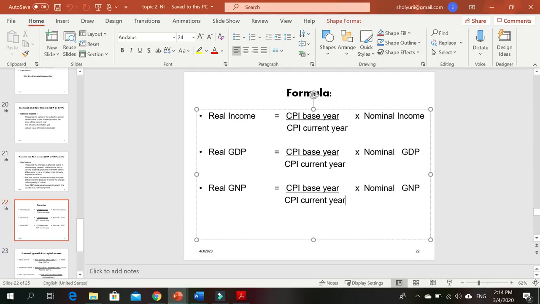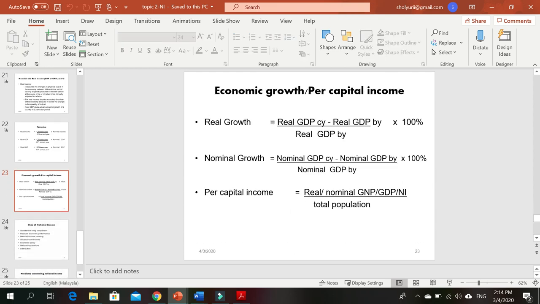Okay. After kita dah calculate the real, kita nak tengok macam mana nak cari growth rate. So, bila kita sebut nak growth rate tu, maksudnya kita nak tahu peratusan peningkatan growth, kemajuan ekonomi kita. Okay. So, macam mana nak cari real growth? So, formula dia very simple. Okay. Real GDP current year tolak real GDP base year bagi real GDP base year. Bila kata rate kan, dia mesti times 100. So, ni bukan CPI dah ni. Current year base year ni bukan pasal CPI dah ni.